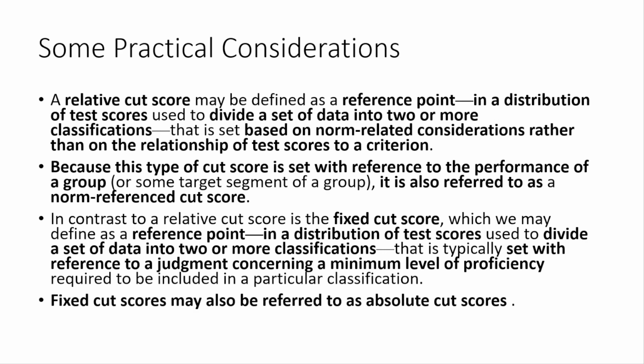So, in contrast to a relative cut score, it is the fixed cut score, which may be defined as a reference point in a distribution of test scores used to divide a set of data into two or more classifications that is typically set with reference to a judgment concerning a minimum level of proficiency. Fixed cut scores may also be referred to as absolute cut scores.